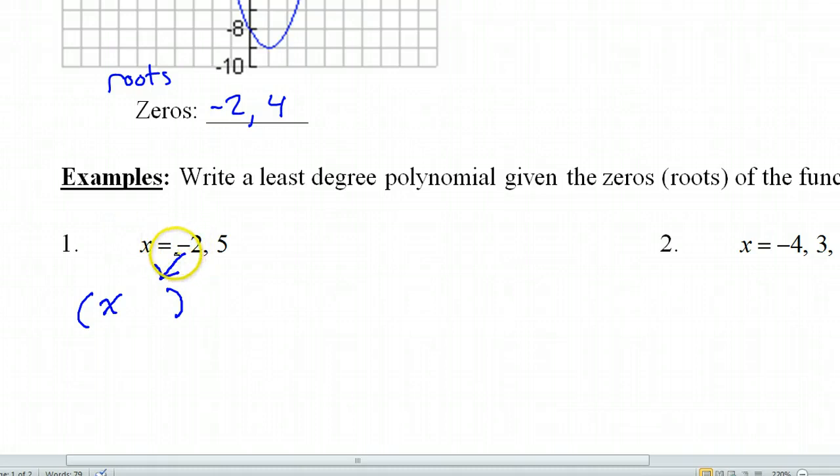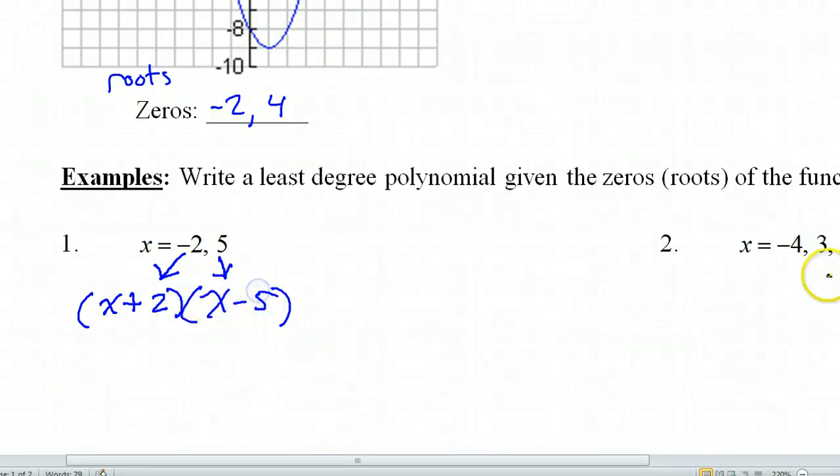If the zero is -2, I'm going to have a factor of x + 2. Okay, Ainsley, if I have a zero of 5, guess what the factor is going to be? It's x - 5. When it was -2, I had x + 2 as a factor, so you can bet that when I have +5, I'm going to have x - 5 as a factor.